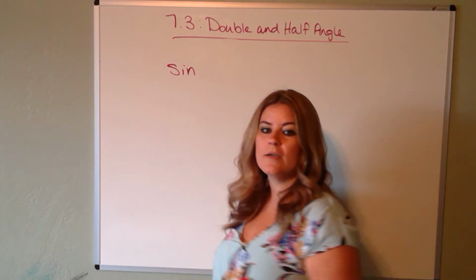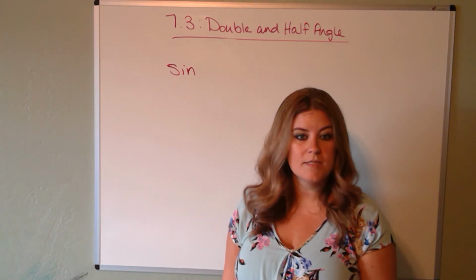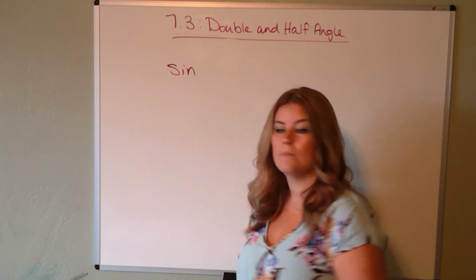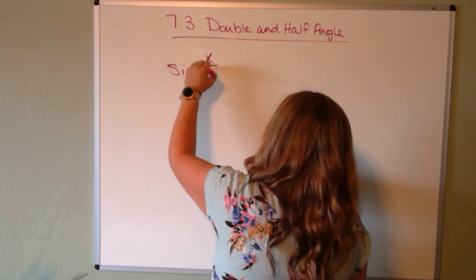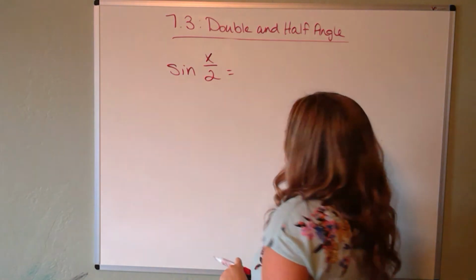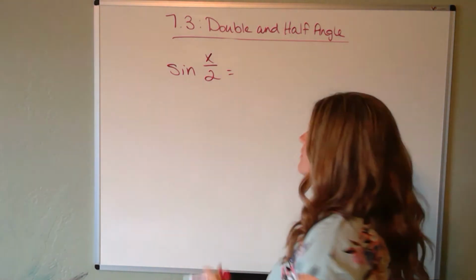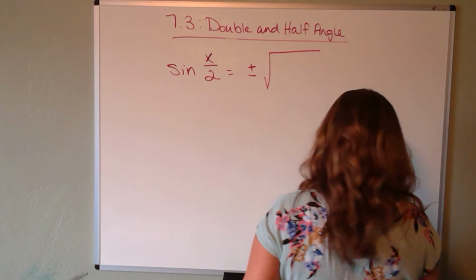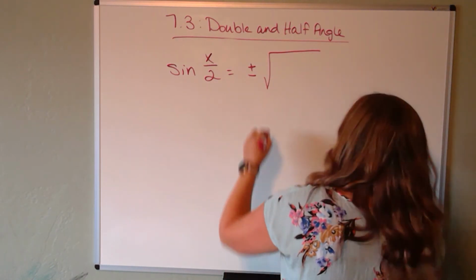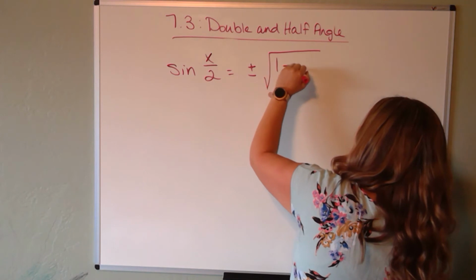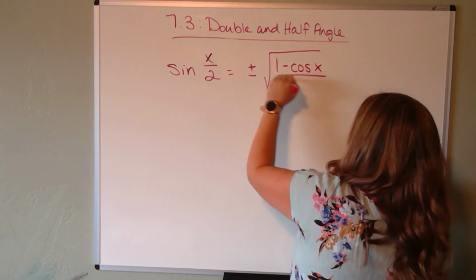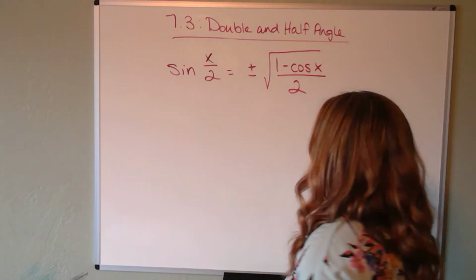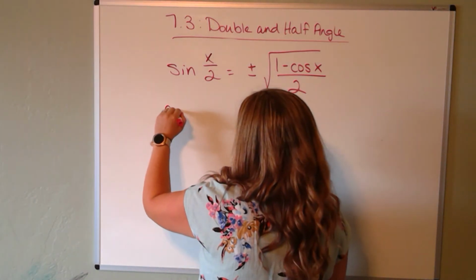half angle. So double angle was 2x, right? So how could I write half angle? I'm going to write it as x over 2. So the sine of x over 2 equals, and right off the bat you can see why these aren't my favorite, equals plus or minus the square root of a fraction, guys. So plus or minus the square root of 1 minus cosine x over 2. So gross, right?